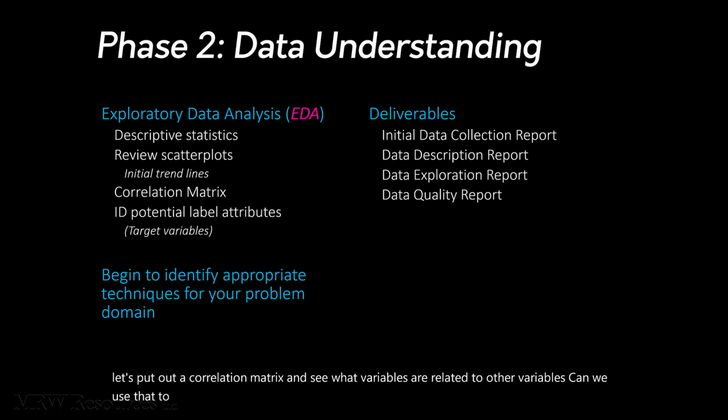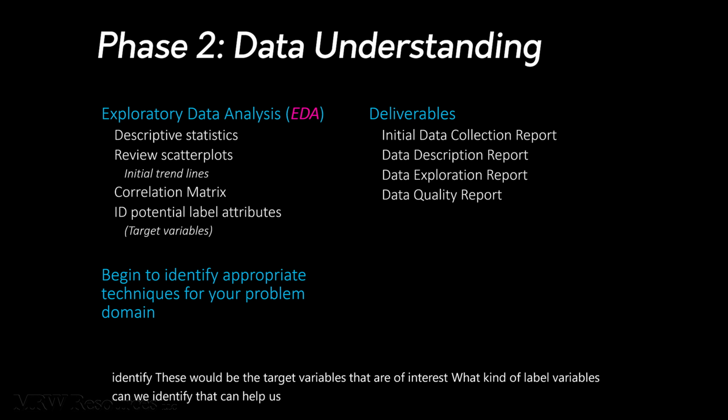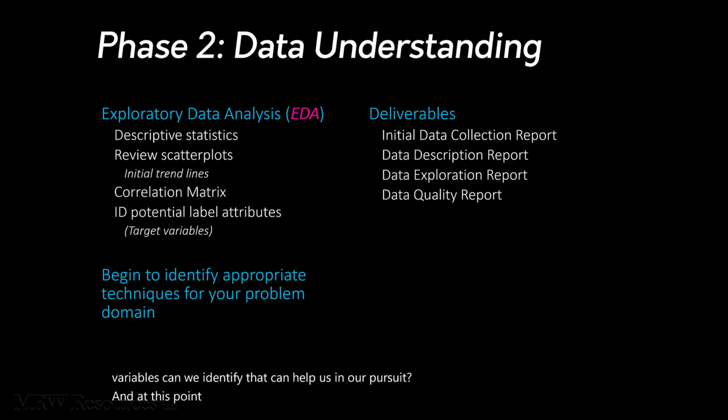Do we need to eliminate some? And so forth. What kind of labels can we identify? These would be the target variables that are of interest. What kind of label variables can we identify that can help us in our pursuit? And at this point, we can start to identify what techniques are going to make sense for our problem.